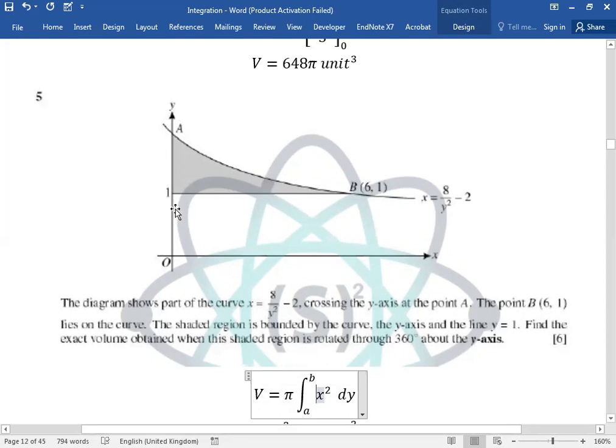What will be our limits? No, zero from where? The lower limit will be 1. The upper limit we will have to find. How will we find the upper limit? What should we plug in, the y coordinate? Plug in x as 0 here, and find y. That will be your upper limit, and your lower limit is 1. Find the upper limit of y first.